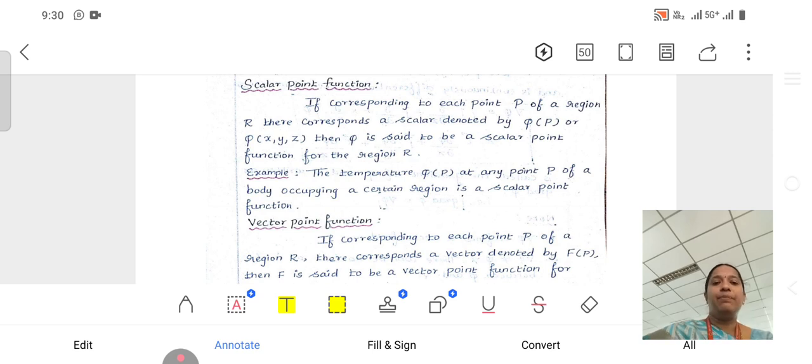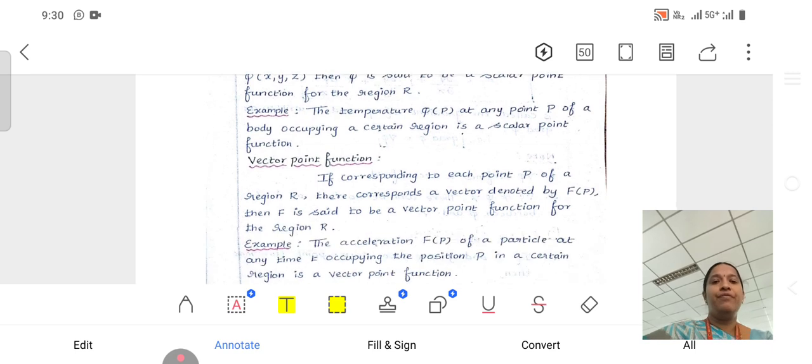In the case of vector point function, there corresponds a vector denoted by f of P, then f is said to be a vector point function for the region R. Here the example is the acceleration f of P of a particle at any time t occupying the position P in a certain region is called a vector point function.